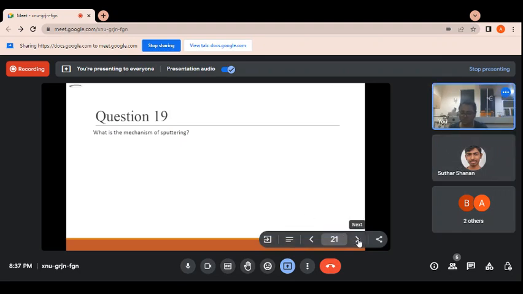Can you explain what is the mechanism of sputtering? Do you have any doubt? No, ma'am. Can you explain how the sputtering system works? Ma'am, I have no idea. But Suthar already explained, no? It is a very easy process actually.